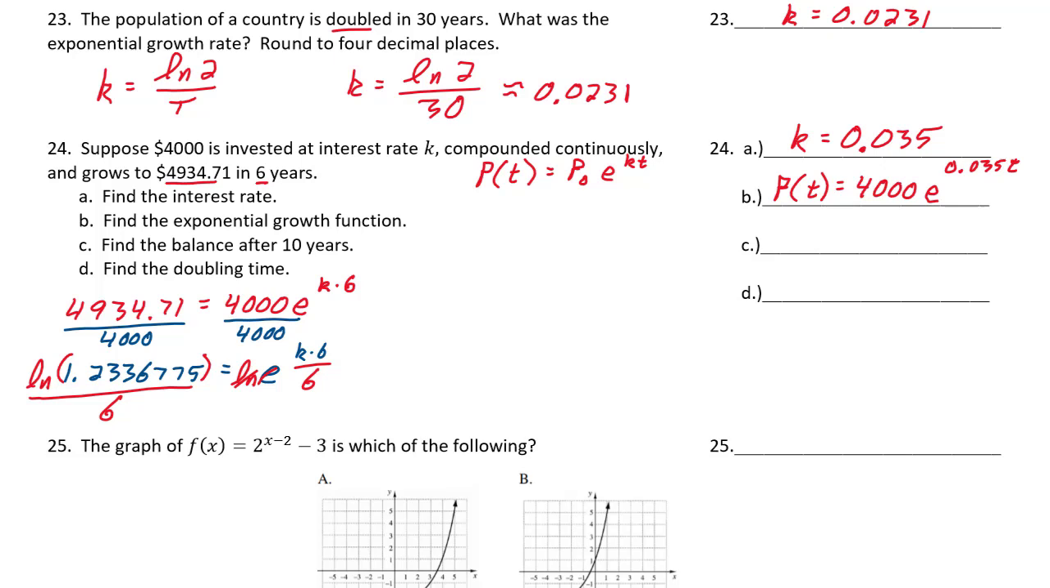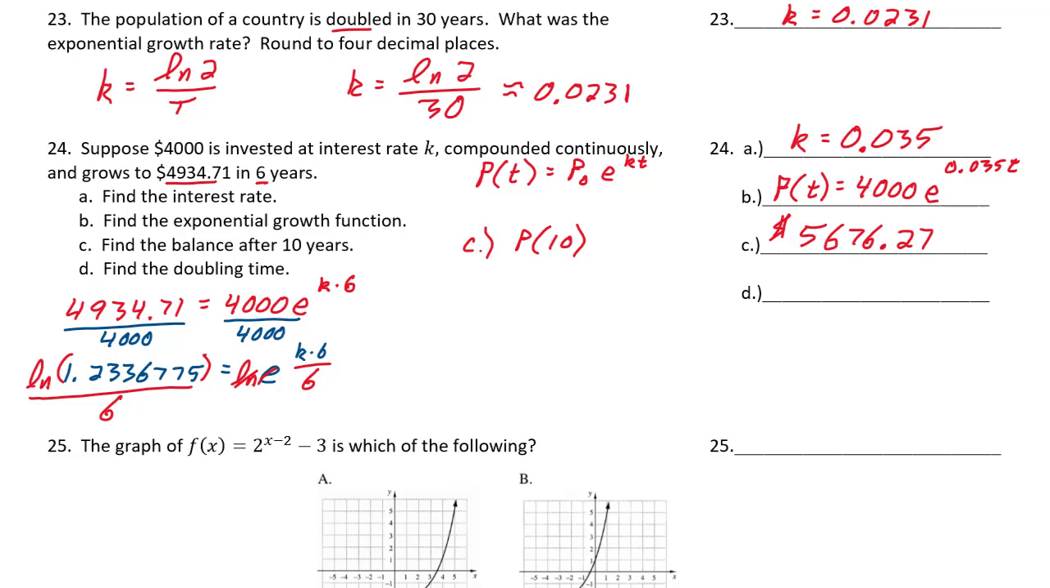So now it says, what is the balance after 10 years? For part C, that's really just figure out what is P of 10. If I type in 4,000 times e to the 0.035 times 10, that comes out as an approximate value of 5,676, and rounding to pennies would be 27 cents.